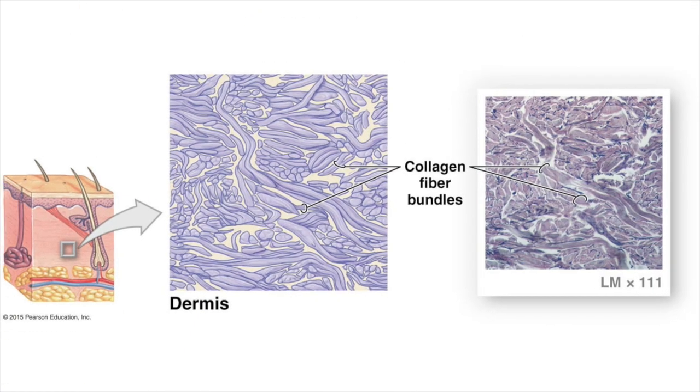The next type is dense irregular connective tissue. And it can withstand stress from many different directions, but it's not as strong as the regular connective tissue. One place we see it is in the skin.